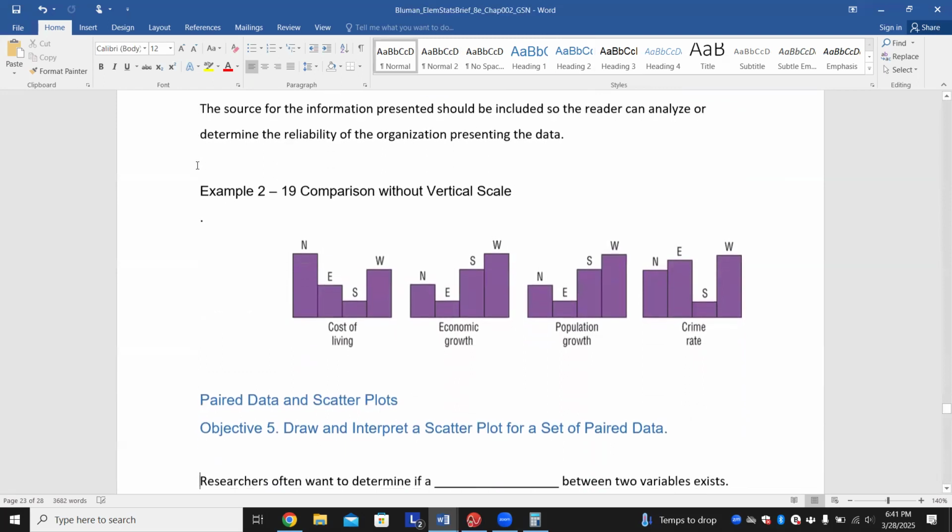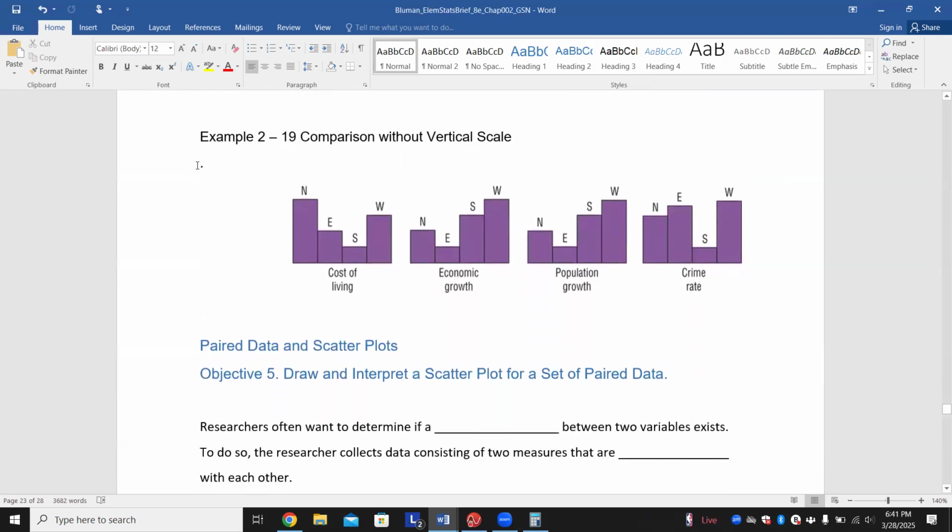So in example 19, comparisons without any vertical scale. We have no idea. We look at this and we're like, all right, the North looks like it has the highest cost of living. Economic growth is better in the West. Population growth is better in the West. Crime rate is the worst in the West. But the issue is, since there's no scale on the left side, this could be talking about 10 to 20% more, and that would be dramatic. But this could also be 0.1 to 0.2% more, which wouldn't be much of a difference, but you won't know that because there's no vertical scale.